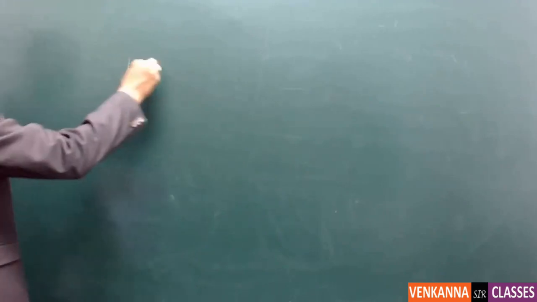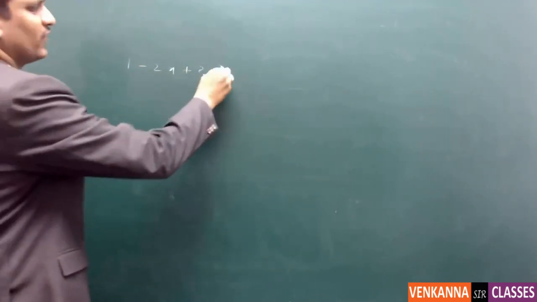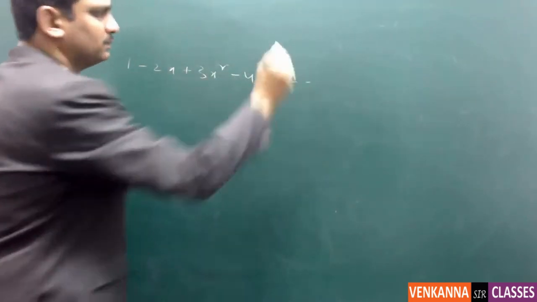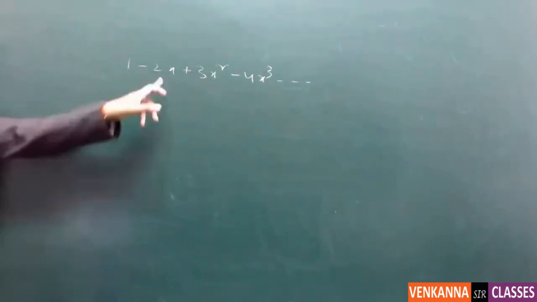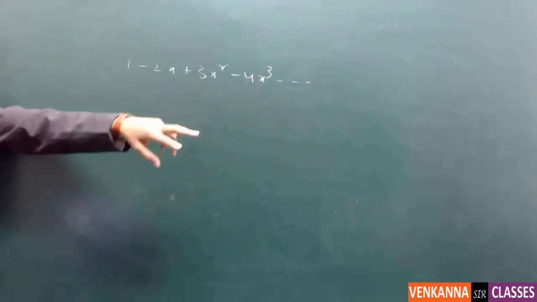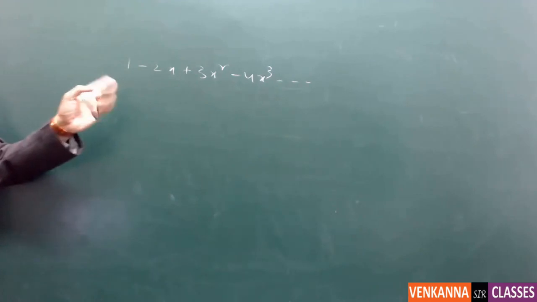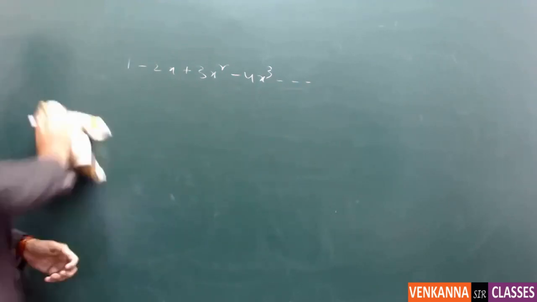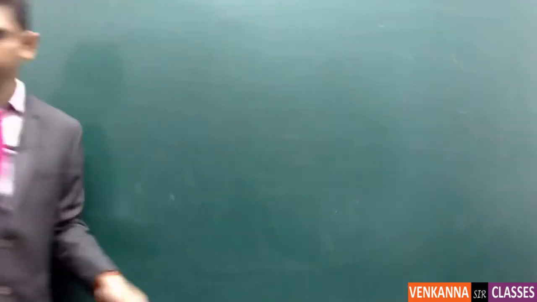So I will take as many examples as you want until you get 1 plus x whole power minus 2, the same thing: 1 minus 2x plus 3x square minus 4x cube, and so on. So whenever plus is there, the symbols will come alternately. Whenever minus is there, all the symbols are positive. So take that.